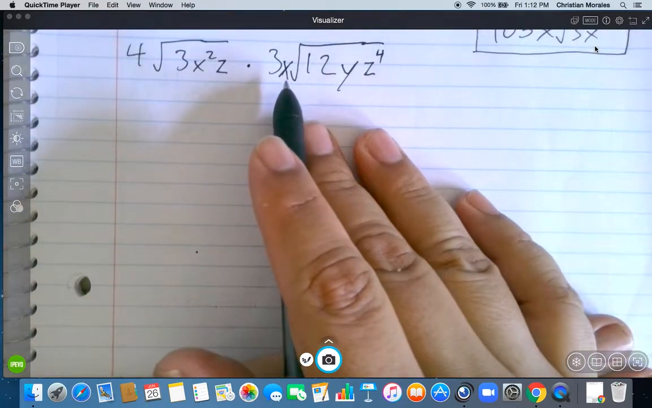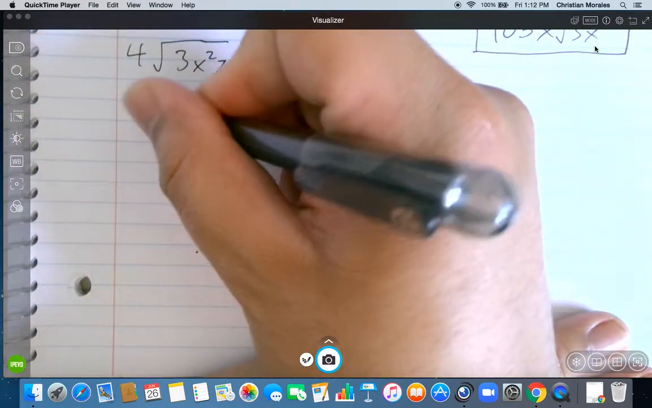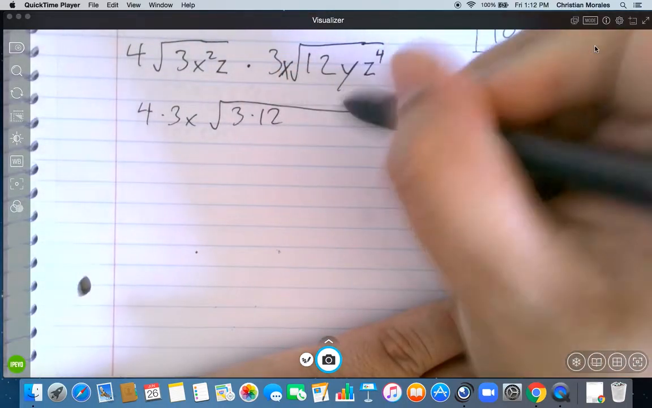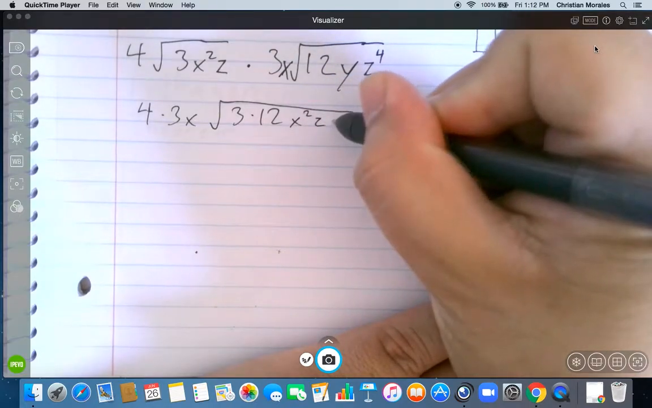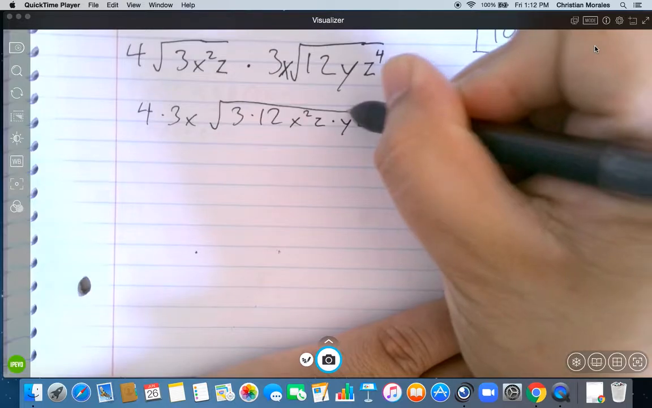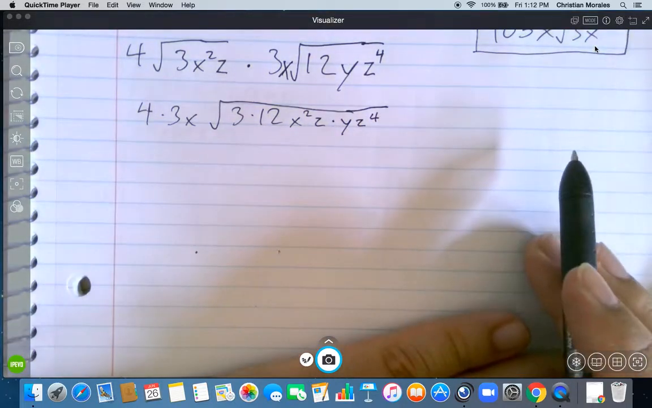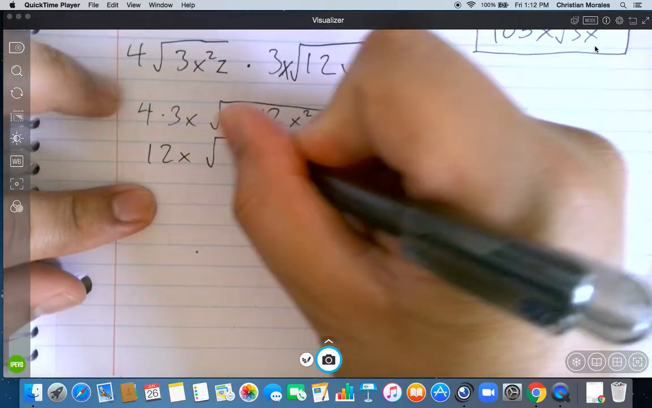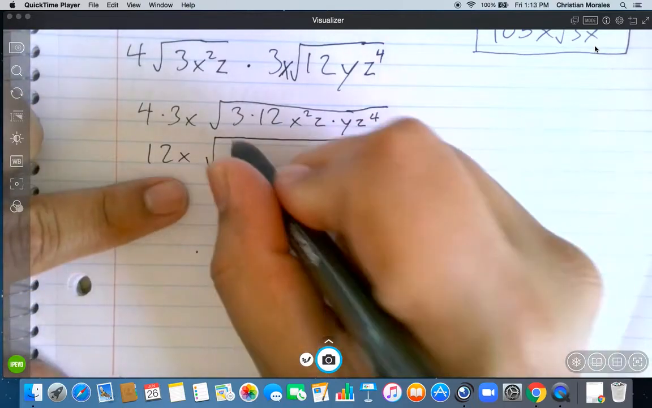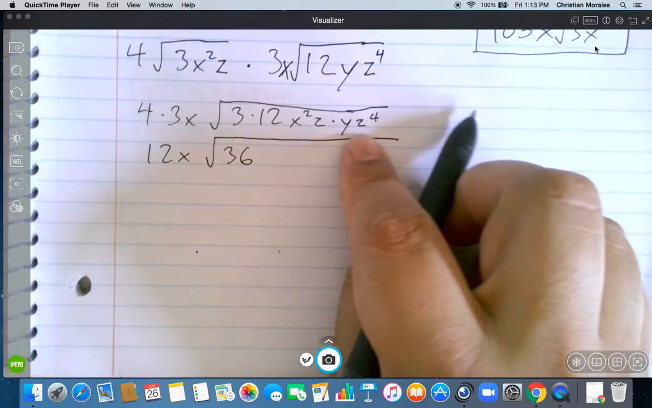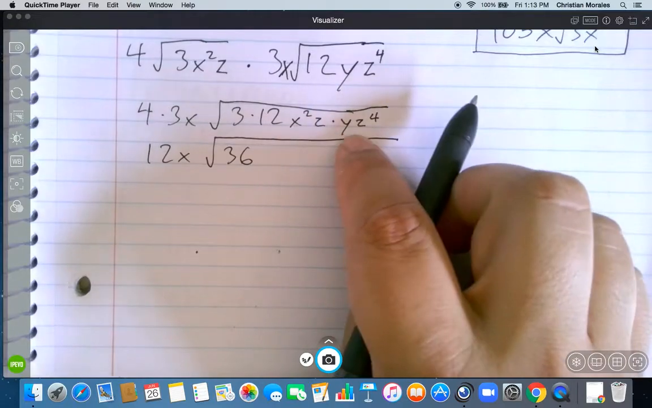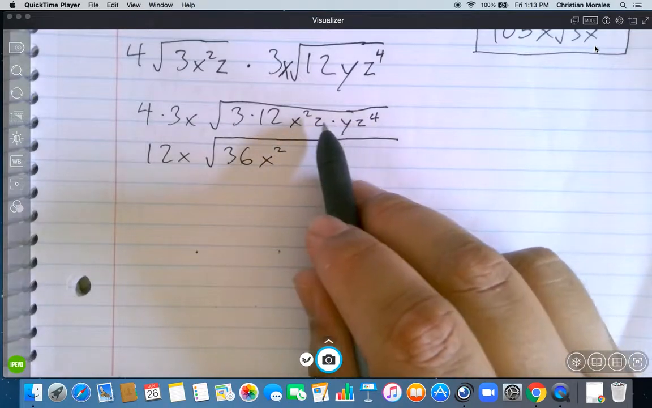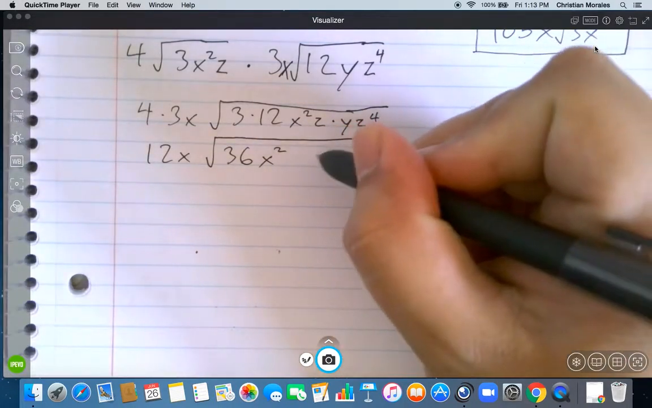Okay, so the numbers outside combine. So 4 times 3x. The numbers inside combine, 3 times 12. And then we have to do x squared z times yz to the 4th. Sorry, that looks really weird. I apologize for that. Okay, so let's combine our numbers first. Let's do 12x square root of 36. Now, let's talk about what happens with all these things. Well, there's no x inside, so x is going to remain unchanged. But now we have a z and a z to the 4. Z times z to the 4 is going to be z to the 5th.